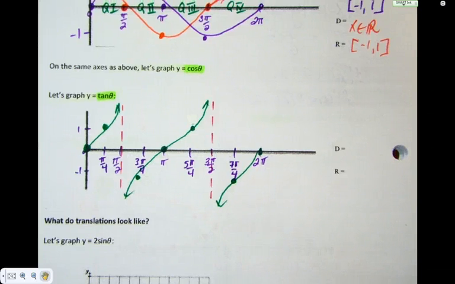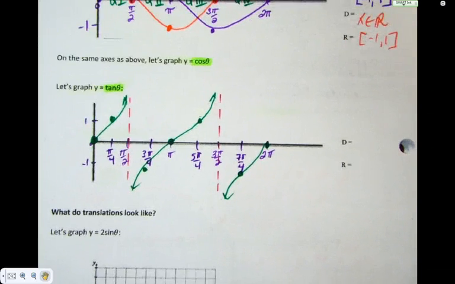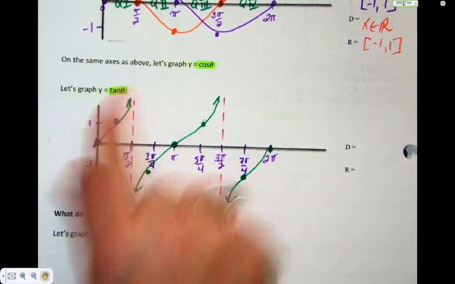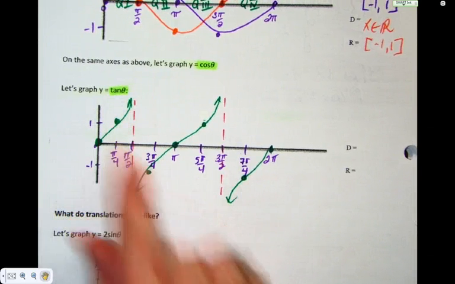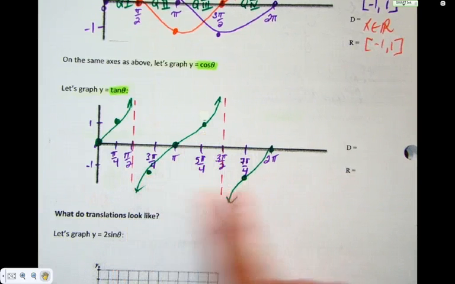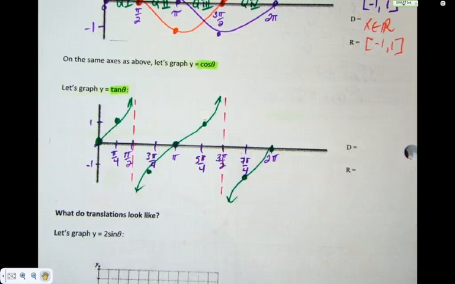And so let's talk about the CAST rule, just like we did with sine and cos. What do you know about tan in quadrant 1? Positive, and that's why it's above the x-axis. Quadrant 2, negative. Quadrant 3, positive. Quadrant 4, negative is all it comes from.